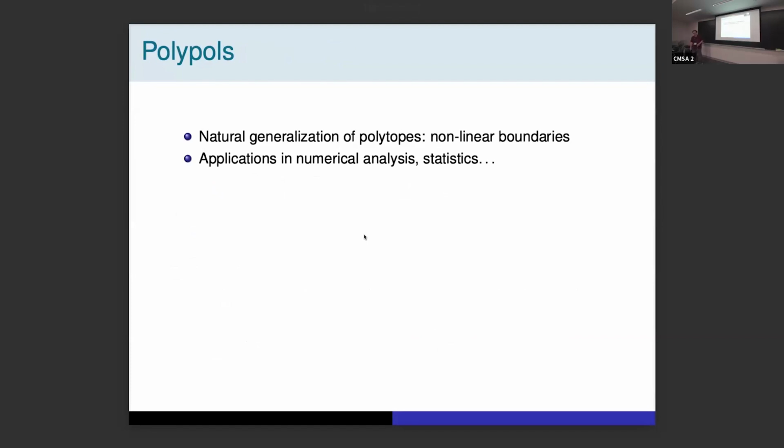So now let's continue with polypols. What are those objects? They're natural generalizations of polytopes, since polytopes are given by linear boundaries, but now we also allow nonlinear boundaries, and the semi-algebraic set they cut out. They have various applications in numerical analysis and statistics. This is actually where they come from. Max Pressler was trying to generalize finite element methods from numerical analysis, so he tried to introduce more complicated building blocks than just cubes.